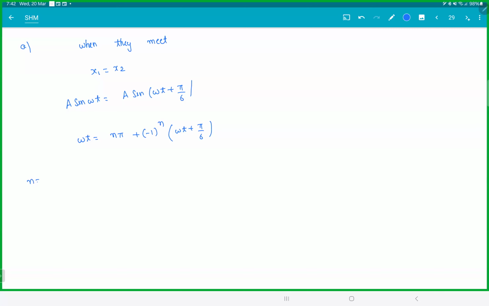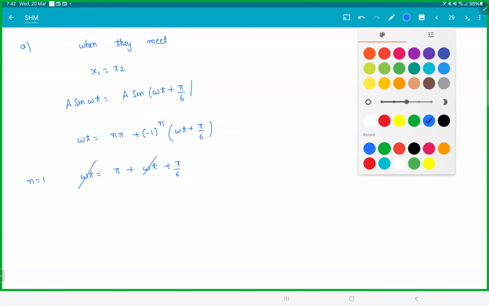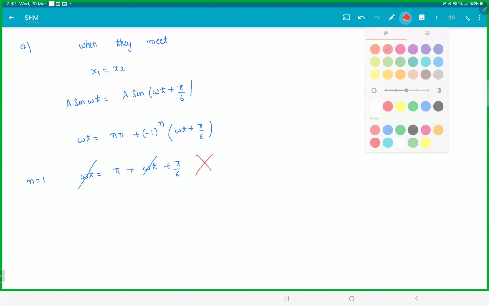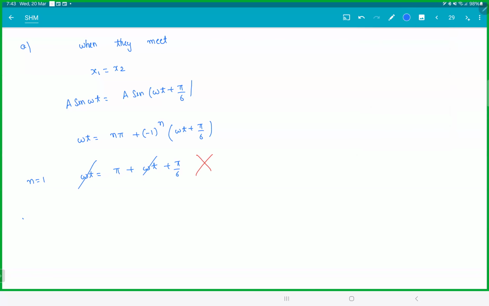Now let's put n is equal to 1. You get omega t is equal to pi plus omega t plus pi/6. This will cancel out, so this is actually useless. N is equal to 1 does not exist. There's no solution. Wait, n is equal to 0, sorry. N is equal to 0, omega t is omega t plus pi/6. So this is gone. This doesn't make sense.